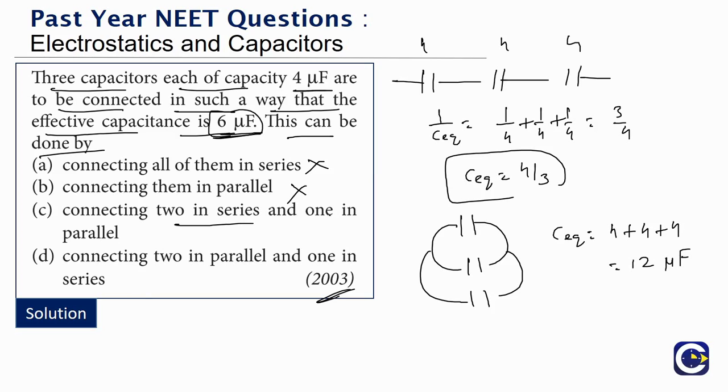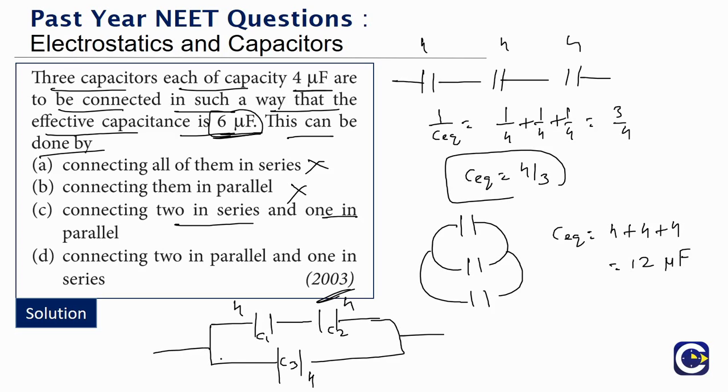Connecting 2 in series and 1 in parallel. So we keep 2 of the capacitors in series, and to that particular branch the third is kept in parallel. Here we have a 4, here we have a 4, and this is a 4. So let us give them some numbering: C1, C2, C3. C1 and C2 are in series, right? So we have to find the overall equivalent capacitance. First we have to simplify C1 and C2. From here there is a series arrangement, so we are finding the equivalent of C1 and C2.